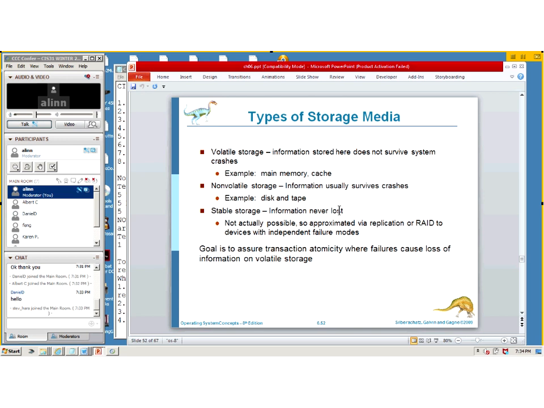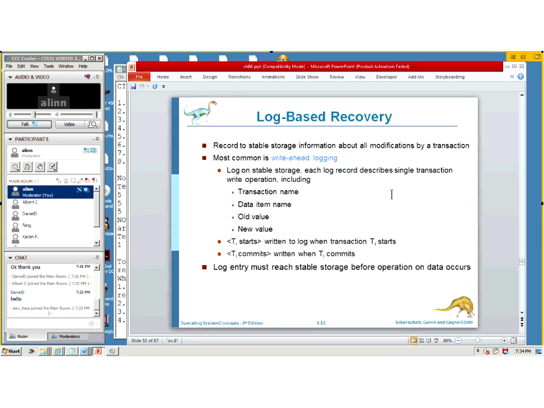Then there's stable storage, in which the information is never lost. That's not actually possible, so you approximate it. We're going to talk about RAID devices as an example of that. But the goal is to ensure that the logical transaction either completes or doesn't, especially when you're in volatile storage. That's part of the issue here. So one approach is log-based recovery, which is to store the information about a modification by a transaction. Most common is write-ahead logging.